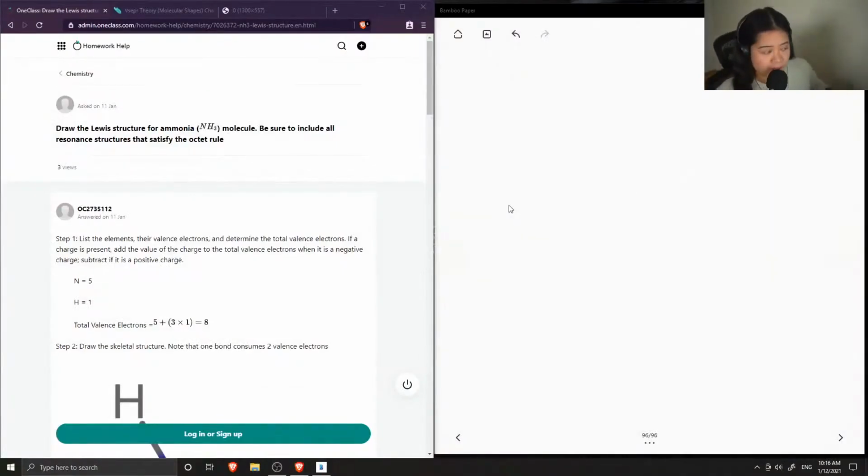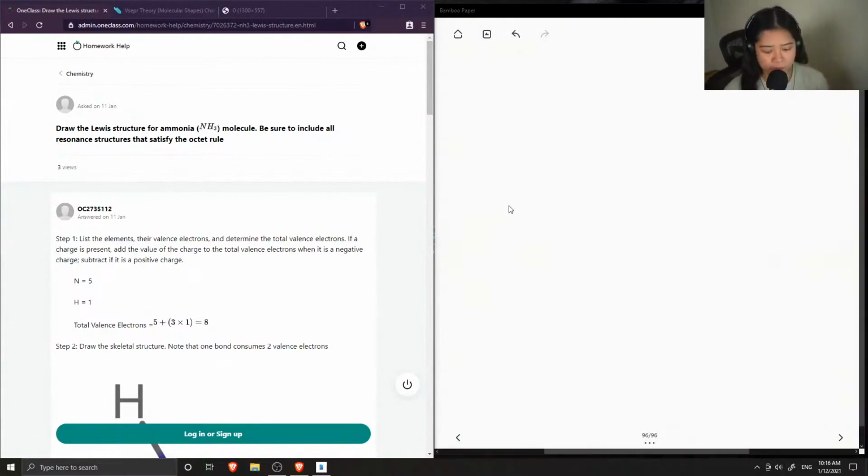Okay, so question 1 says to draw the Lewis structure for the ammonia molecule, which is NH3. Be sure to include all resonance structures that satisfy the octet rule. Okay, so first, let's find out the total number of valence electrons for ammonia.